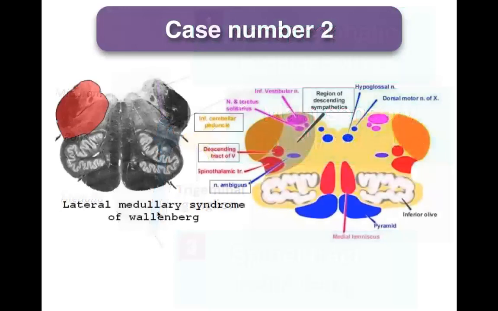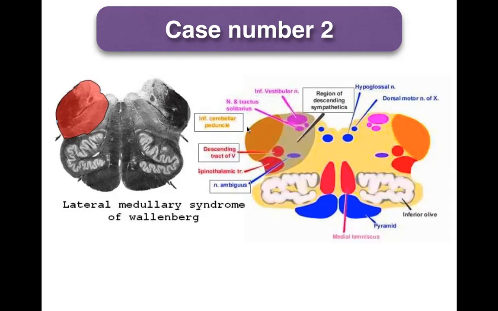Okay, so let's have a visualization of the location of lateral medullary syndrome or Wallenberg. Shaded in red is the part of the medulla that is affected in lateral medullary syndrome. What structures are affected here? Well, there's the descending sympathetic pathway. So if there's a lesion affecting that, the manifestation is Horner's syndrome. The inferior cerebellar peduncle is also located here. It's very close to it.